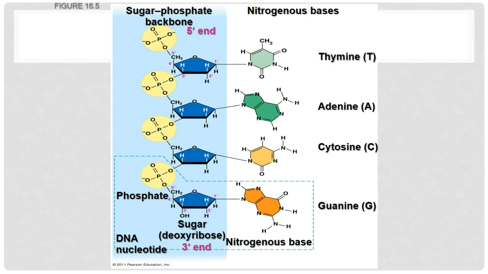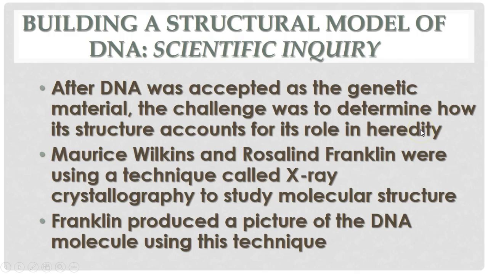There were a number of scientists working on this. They knew that DNA was made of these nucleotides, and they knew the nucleotides were made of a deoxyribose sugar, one of the 4 nitrogen bases, and a phosphate, but they didn't know how they were put together. And so more scientists were continuing to work on this.